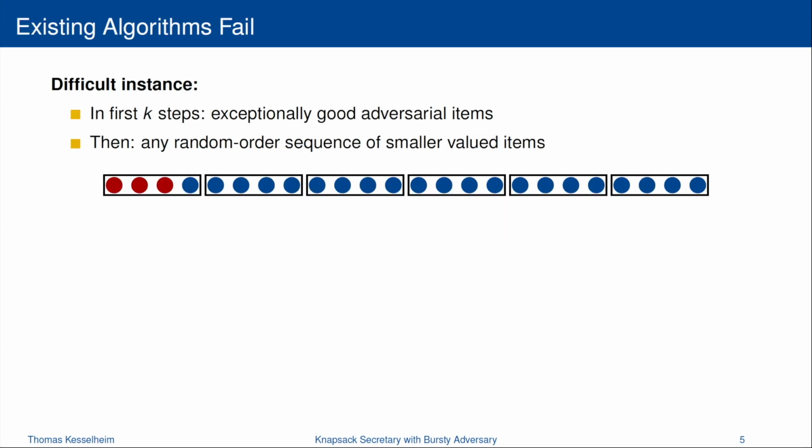With this modified benchmark, all existing algorithms that we were considering failed. And this is mostly because of the following difficult instance. In the first k steps, the adversary presents us exceptionally good adversarial items. This is, of course, covered most likely even by the very first window, and only then we see any random order sequence of items that have only smaller values.